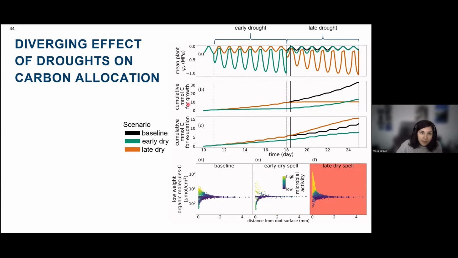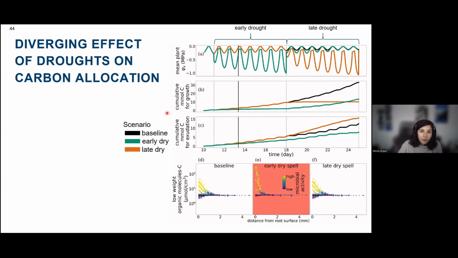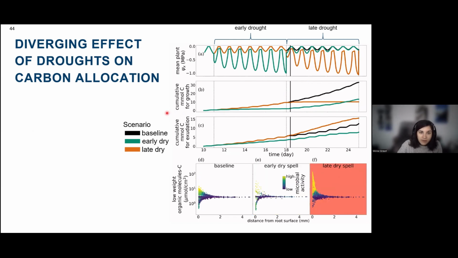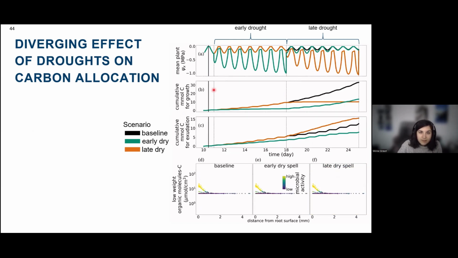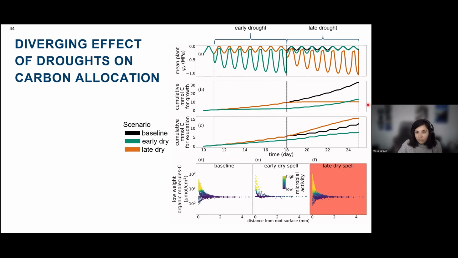On the second panel, we see the cumulative amount of carbon that is used for growth during the simulation. And then we can see the effect that the water potential has on the growth. So during the dry spell, because the water potential of the plant drops, the plant growth almost completely stops in the early dry spell. And for the last days of the late dry spell, we have no growth at all.